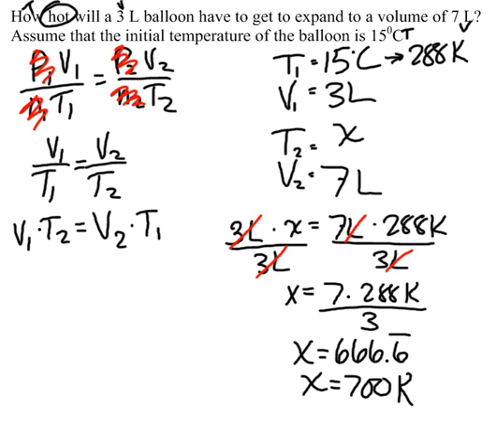Now, I mentioned earlier, what if I wanted the answer in Celsius? You would take 700 Kelvin and subtract 273. So 700 minus 273 gives you your answer in Celsius, which is 427 degrees Celsius. In this case, because I didn't specifically say what temperature, you can leave it in Kelvin. But if I ask you for Celsius, make sure you put it in Celsius.